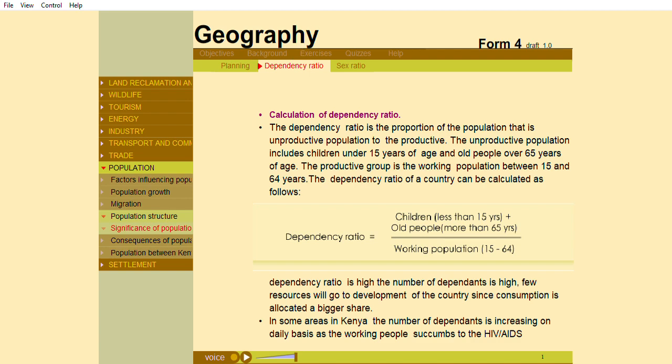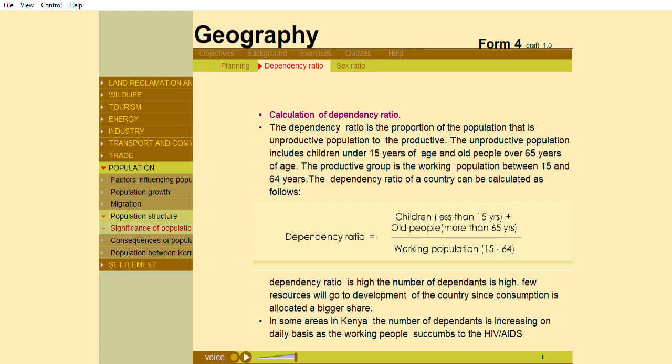Calculation of dependency ratio. The dependency ratio is the proportion of the population that is unproductive population to the productive. The unproductive population includes children under 15 years of age and old people over 65 years of age. The productive group is the working population between 15 and 64 years. The dependency ratio of a country can be calculated as follows.